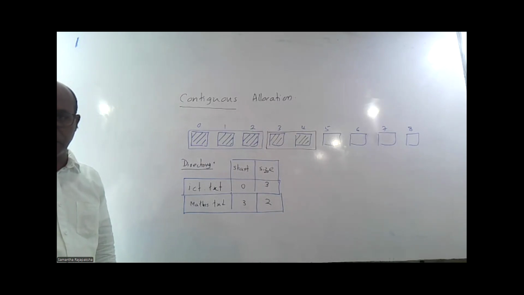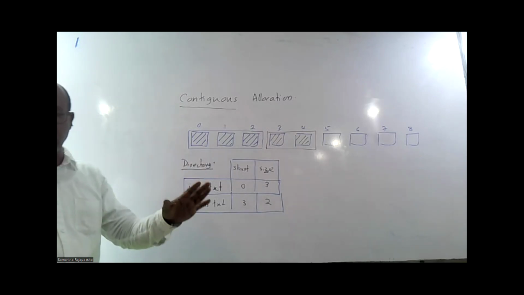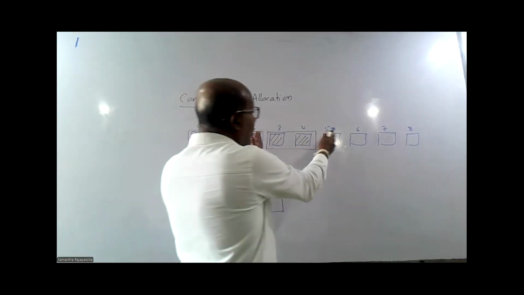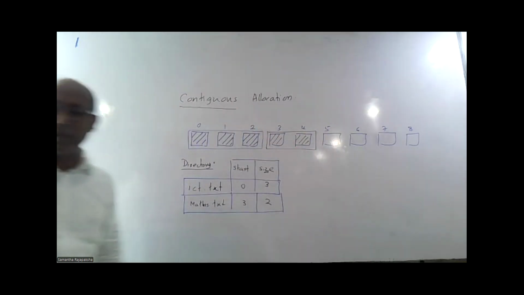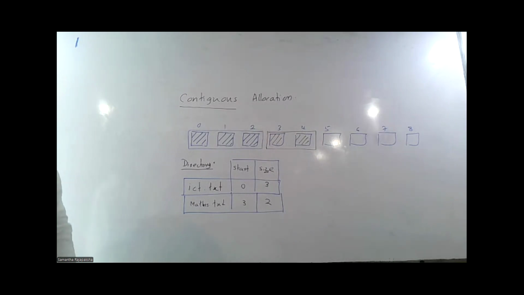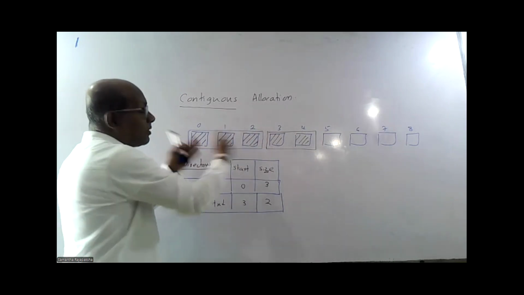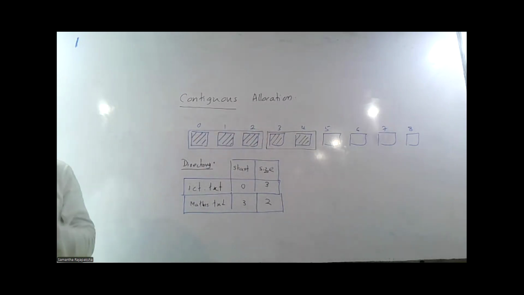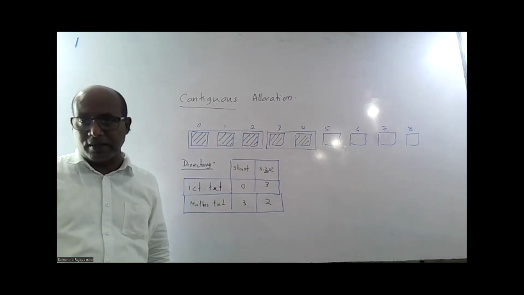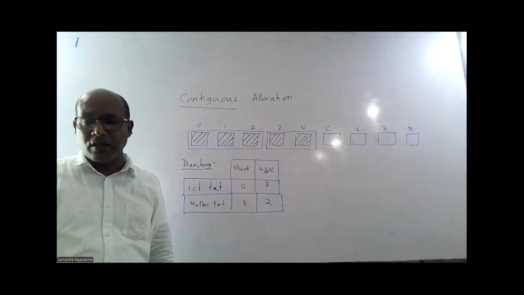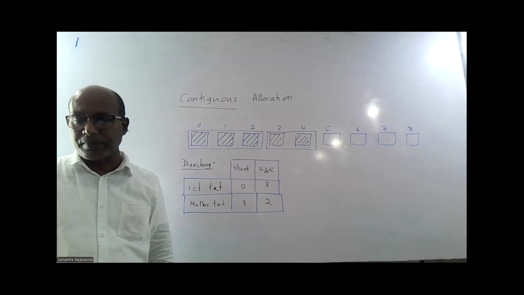That is for contiguous allocation. We always allocate consecutive, nearby blocks together to the file. That is what we call contiguous allocation.